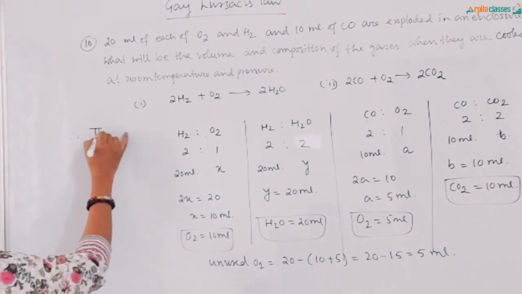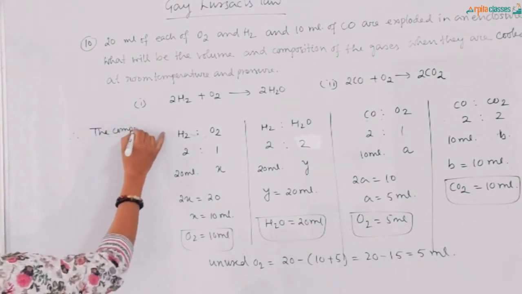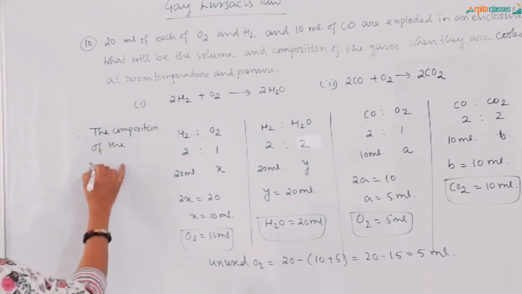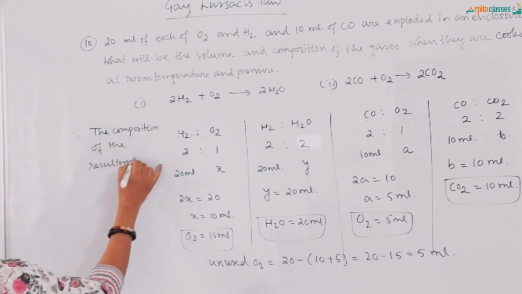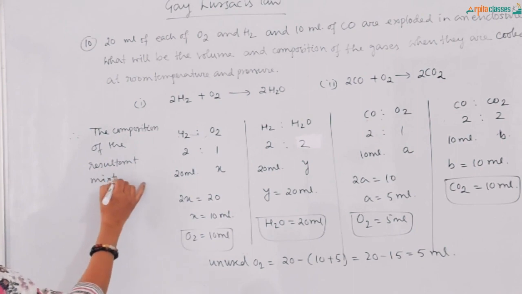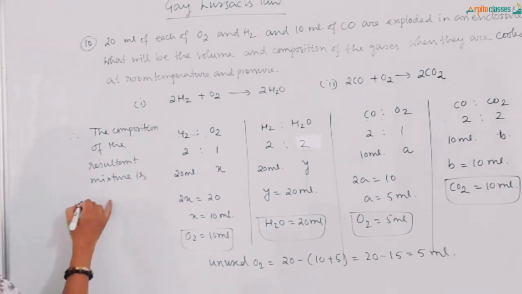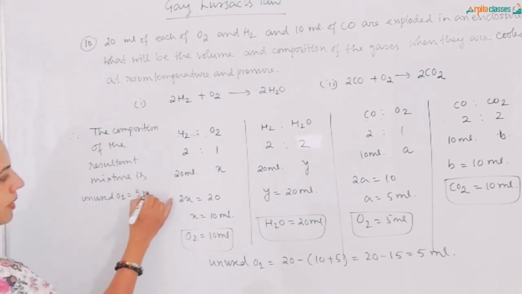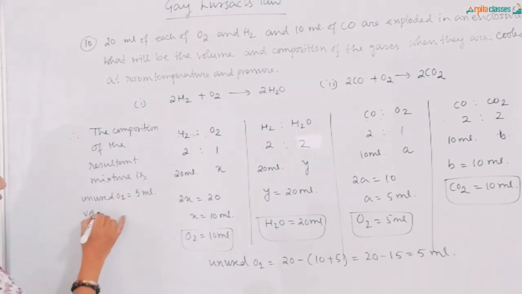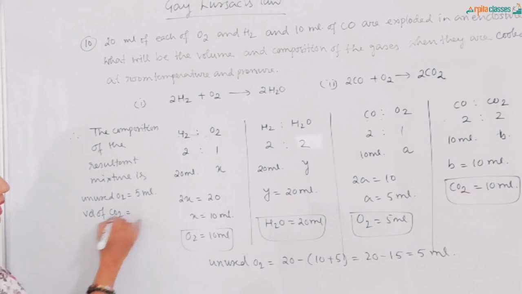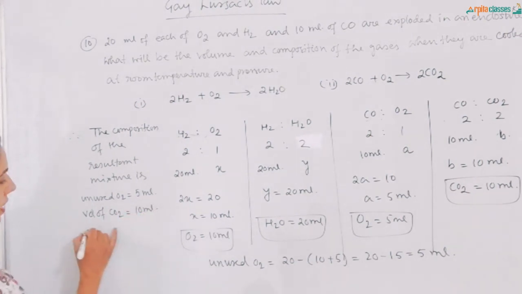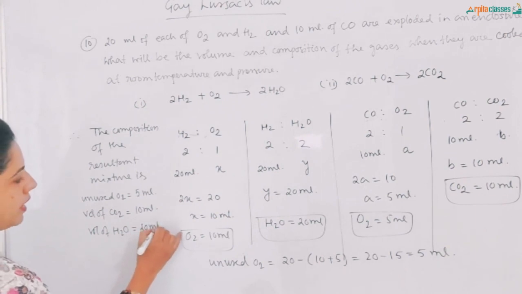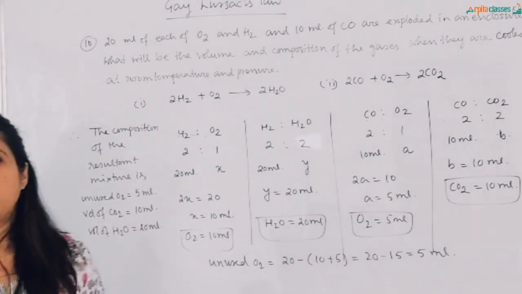Therefore, the composition of the resultant mixture is unused oxygen, that is 5 milliliter, volume of carbon dioxide, that is 10 milliliter, and volume of water vapor, that is 20 milliliter. So that's all.